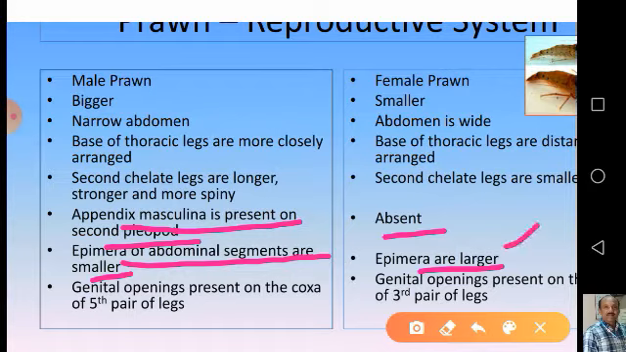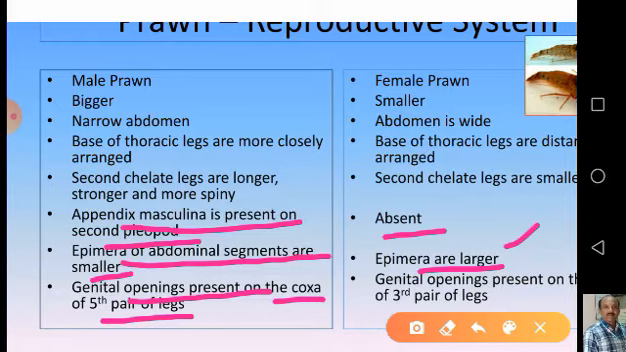This is the only characteristic feature which is larger in females, whereas all the other features are somewhat larger, bigger and stronger in the male prawn. Now coming to the last feature that will confirm male prawns from female prawns: the genital openings. The male genital apertures are present on the coxa, that means the coxa of the fifth pair of walking legs.